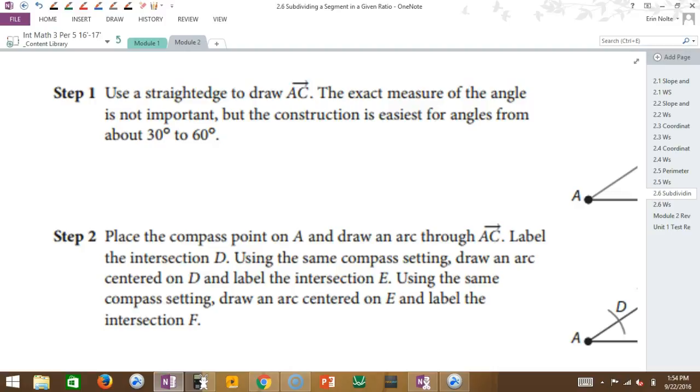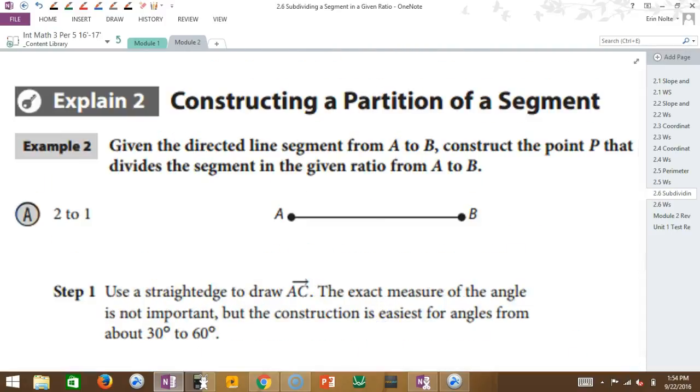Probably not on the test, but you have to do it on the assignment. There's only 2 questions on this. What is this called? A construction. Constructing an equal partition of a segment. Look, I wrote it. It's right there.